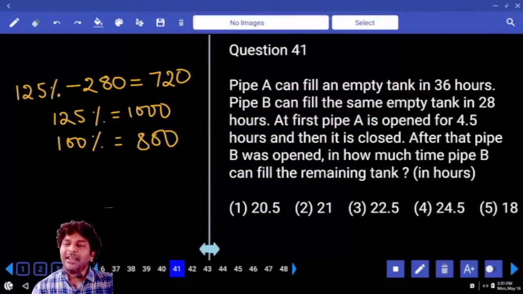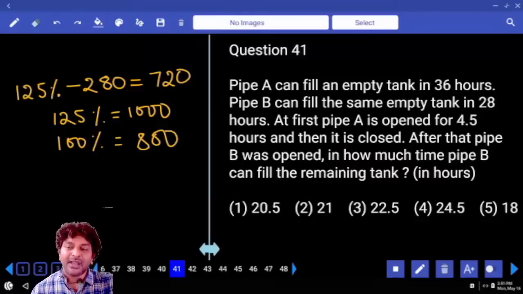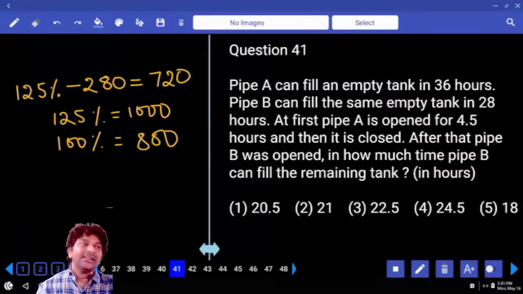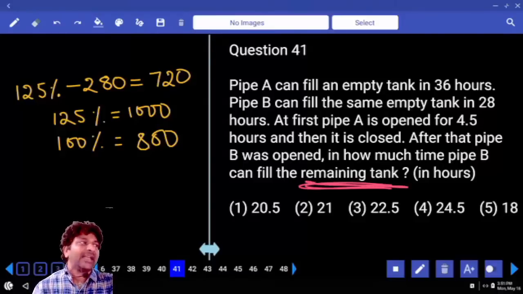Pipe A can fill an empty tank in 36 hours. Pipe B can fill the same empty tank in 28 hours. At first, pipe A is opened for 4.5 hours and then it is closed. After that, pipe B was opened. In how much time can pipe B fill the remaining tank? Your question is about the remaining tank.